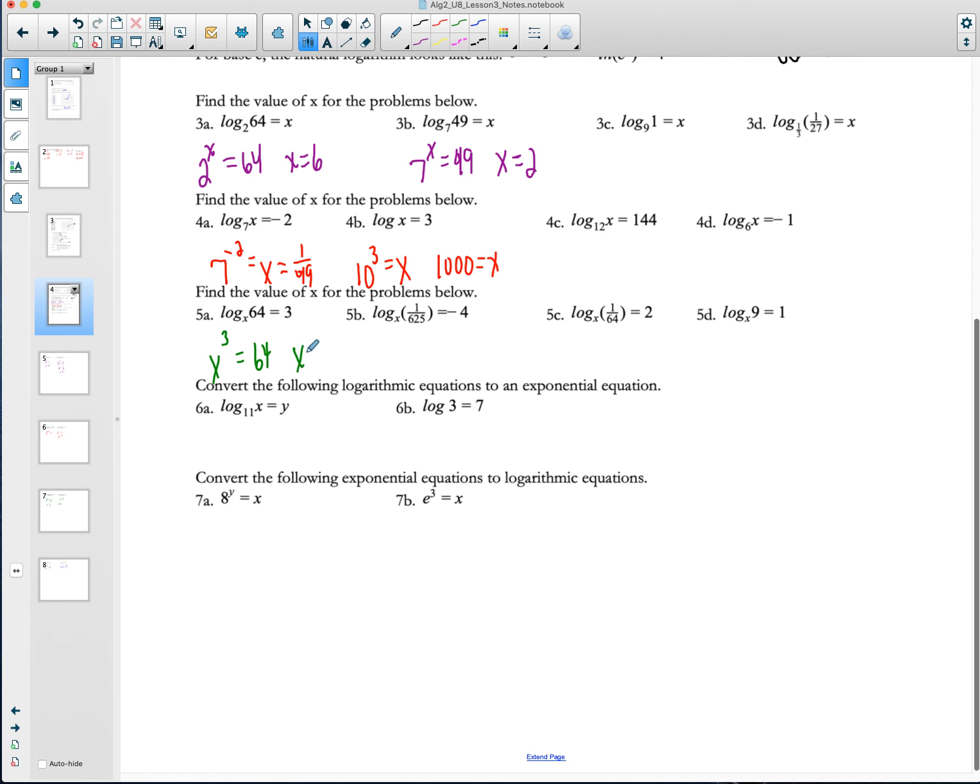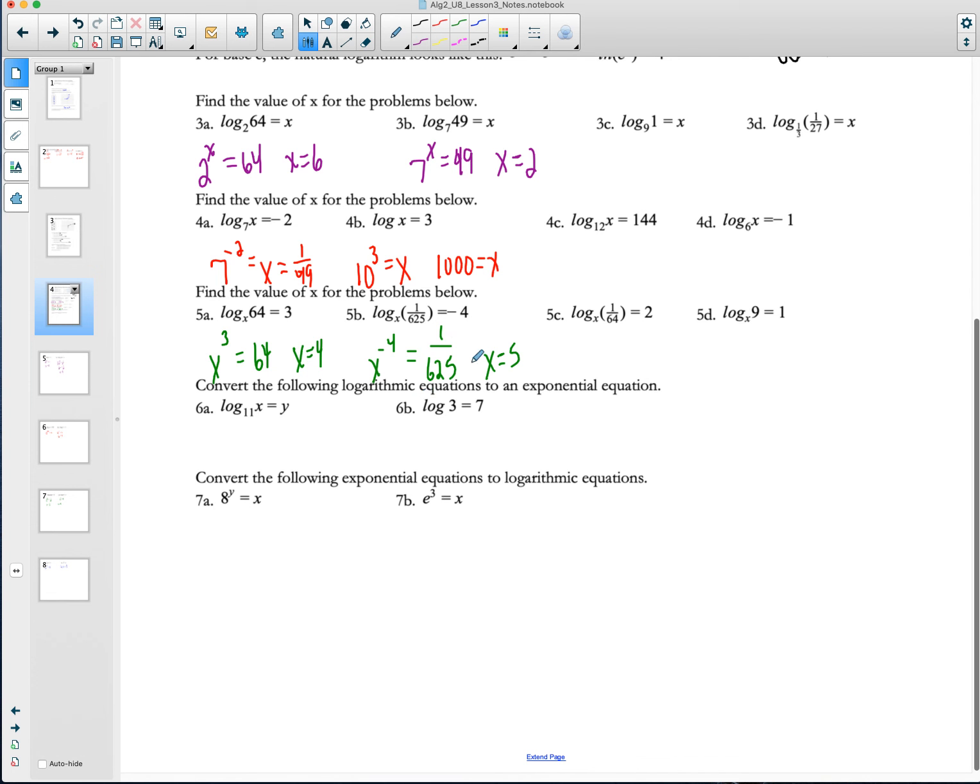Well, in this case, that would be x to the fourth power, right? So 4 to the first power is 1, 4 squared is 16, and then 4 to the third power would be 64. And in a very similar fashion here, x to the negative fourth power is 1 over 625. So I had to find something to the fourth power that is 625, and that something would be the base 5, and so that means that x has to be 5, because 5 to the negative fourth power is 1 over 625.